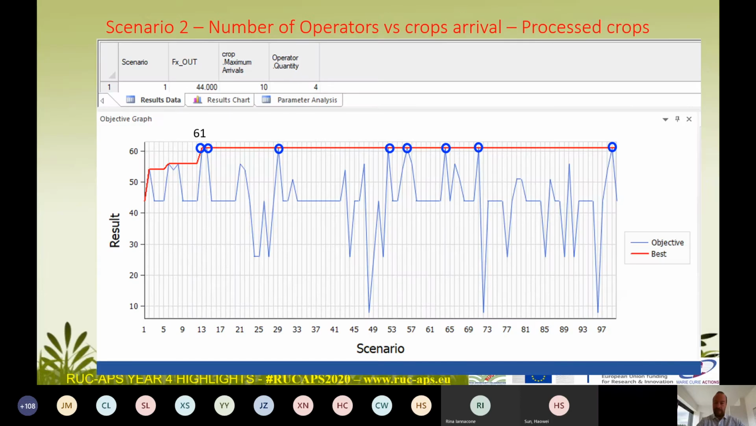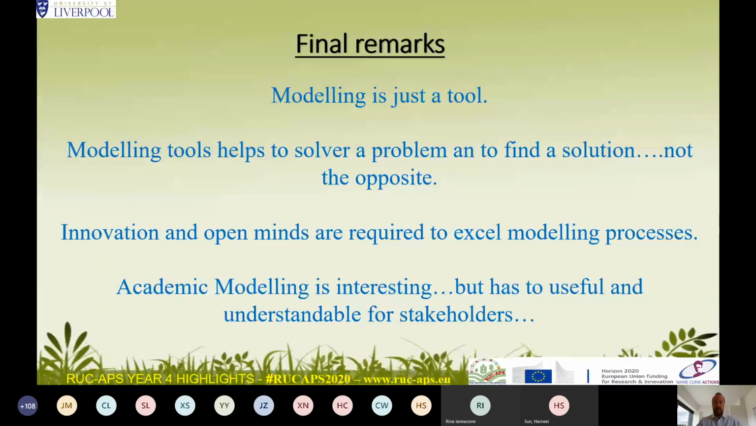So interestingly, the tool shows us that there is not only one solution in terms of number of operators versus crop arrival. There are several alternatives. Again, the same way as the multi-criteria decision-making analysis that we did at first, there are several ways in which we can process all this.